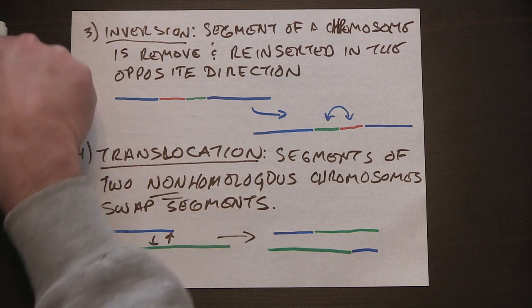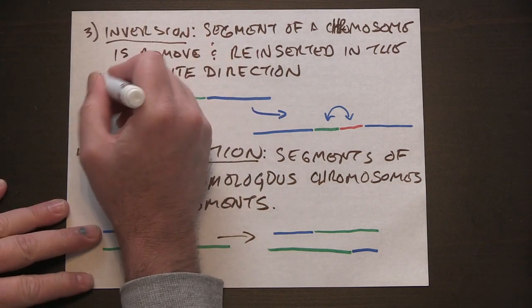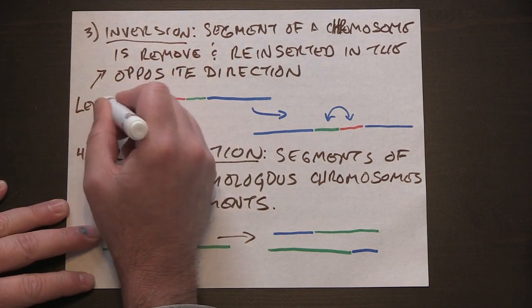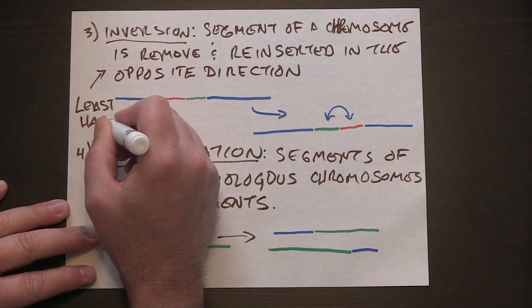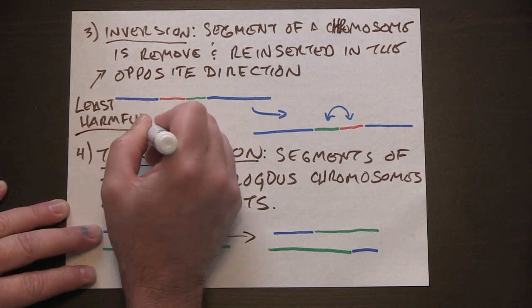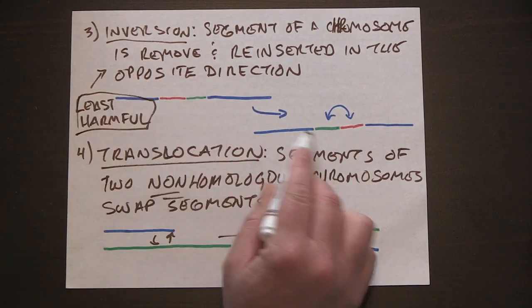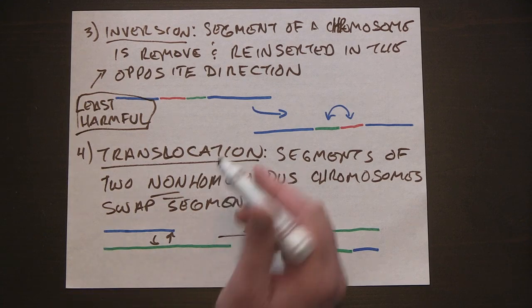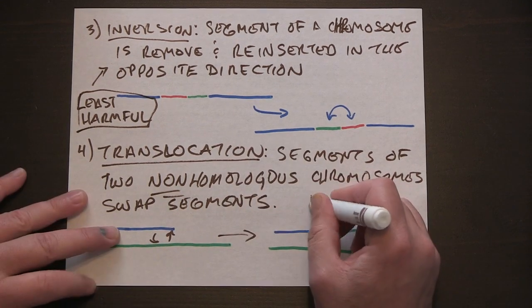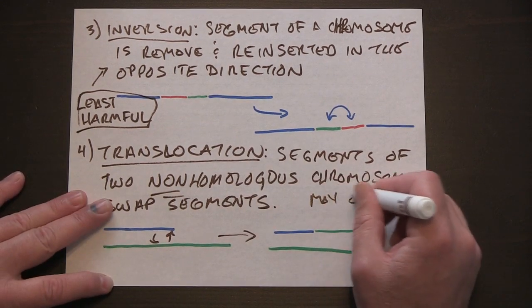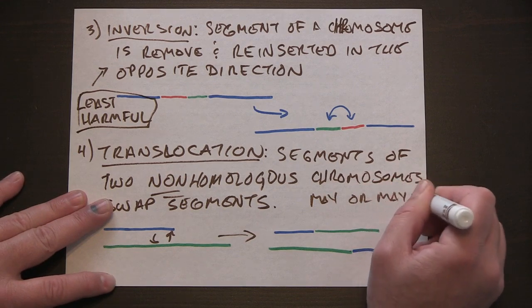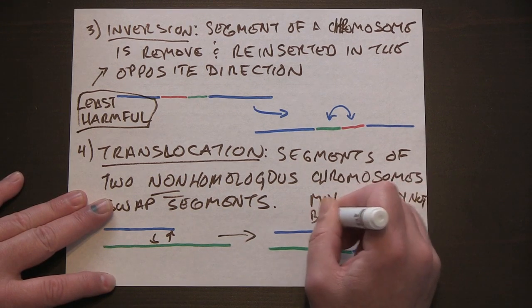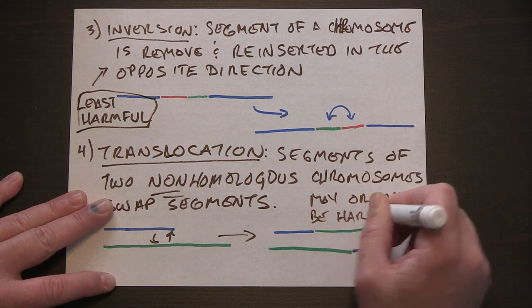So of these, the inversions are the least harmful, because the genes are still there, they're just in the wrong direction. That's not that big of a deal. The translocation, this may or may not be harmful.